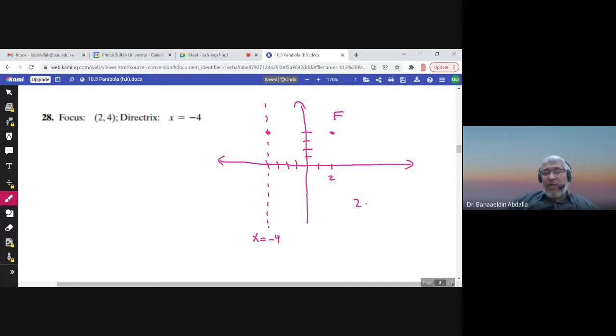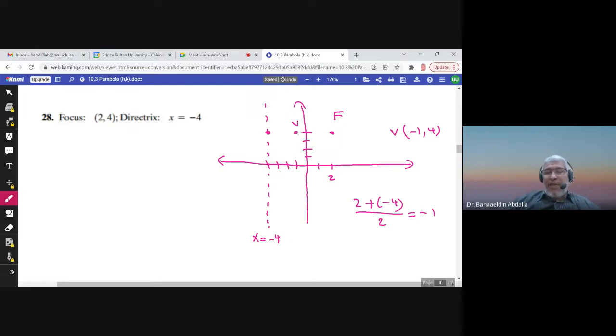So if you add 2 plus negative 4 and divide by 2, this will give you the midpoint coordinates. So negative 2 over 2, negative 1. So this is the midpoint, and it is the vertex, and it has coordinates x is negative 1 and y is 4.